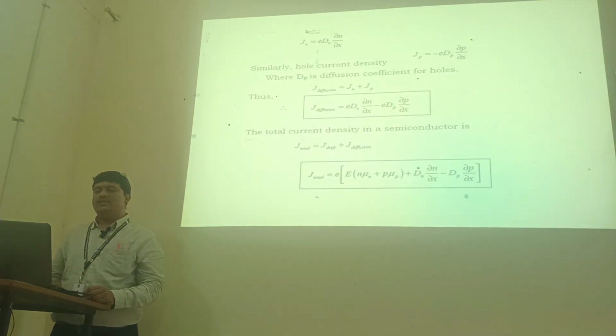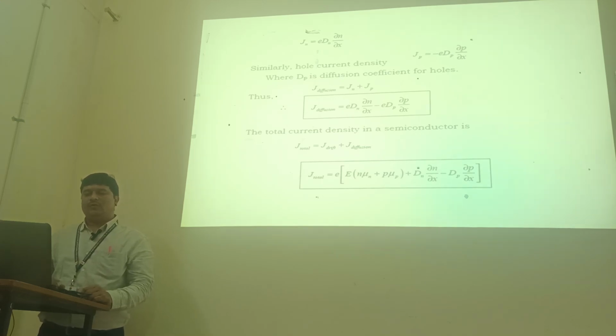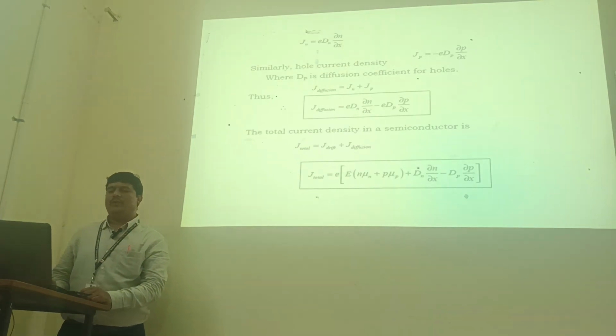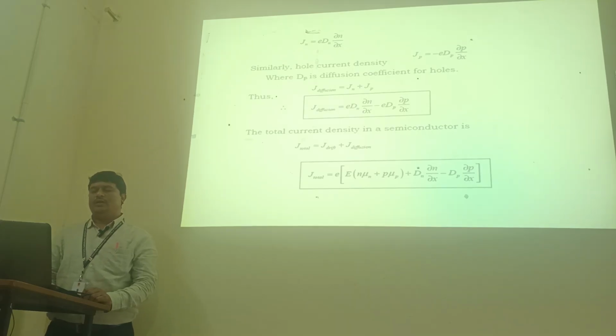Then the total current density of a semiconductor material is J total equals J drift plus J diffusion. J total equals e into capital E into (n mu n plus p mu p) plus e (Dn dn/dx minus Dp dp/dx).